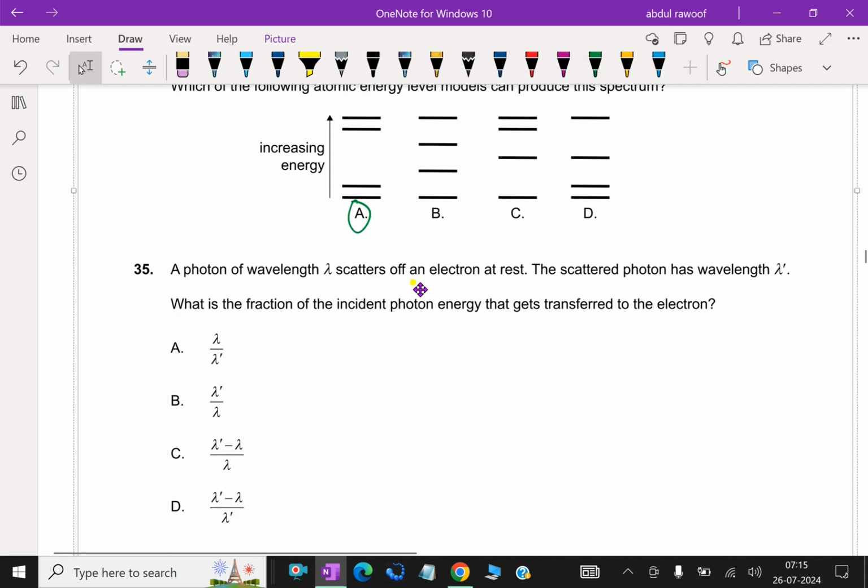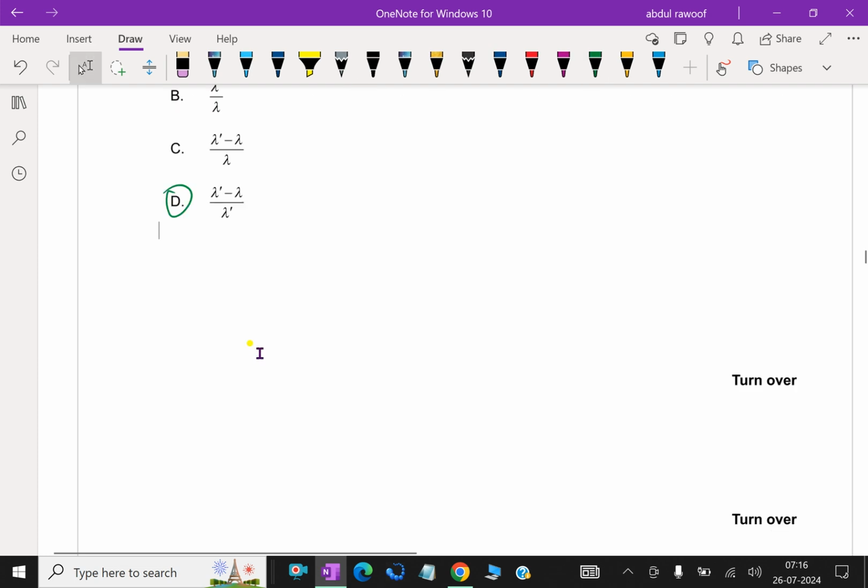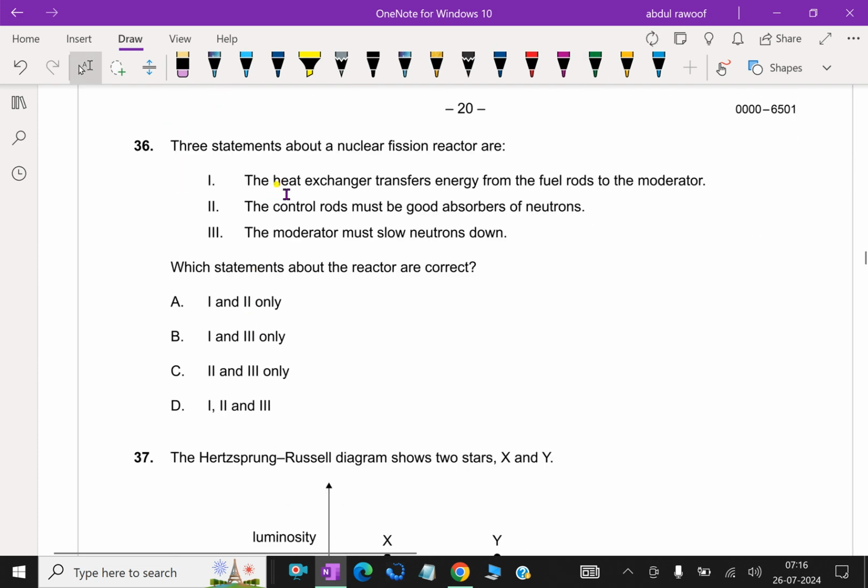Question number 35. A photon of wavelength lambda scatters off an electron at rest. The scattered photon has wavelength lambda dash. What is the fraction of the incident photon energy that gets transferred to the electron? This is the formula. Remember this: lambda dash minus lambda by lambda dash. Option D.